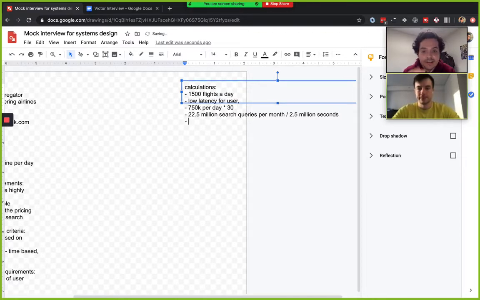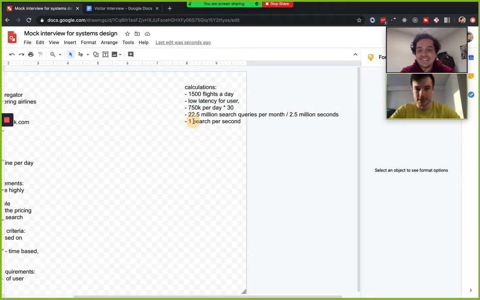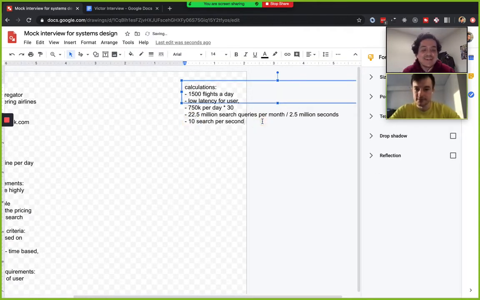So what this tells us is that roughly we have one search query per second. Oh, yeah, roughly around one search query per second. Oh, you're right, thank you. Again, with the simple math, it got me. Okay, so we have 10 search queries per second. So actually, this is a lot lower than I originally thought.